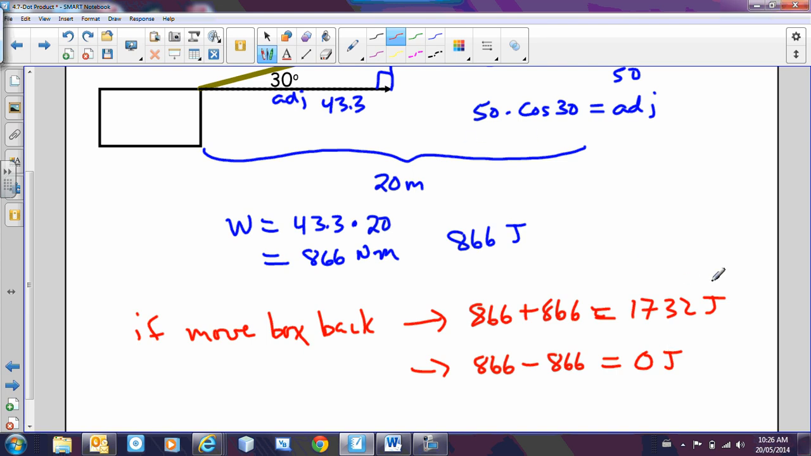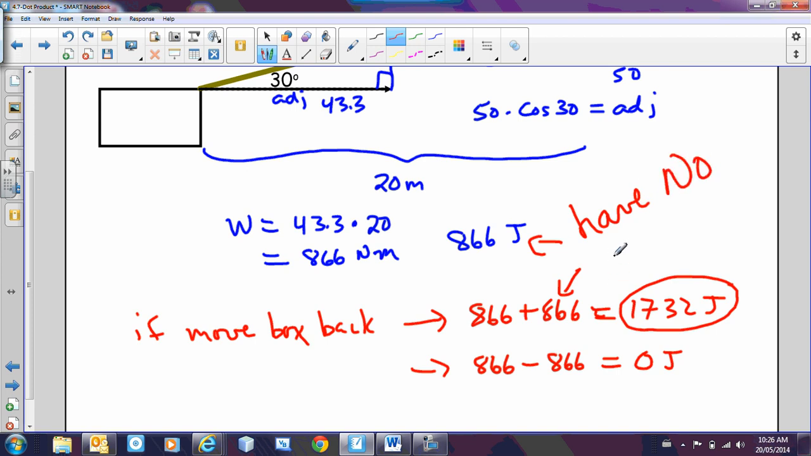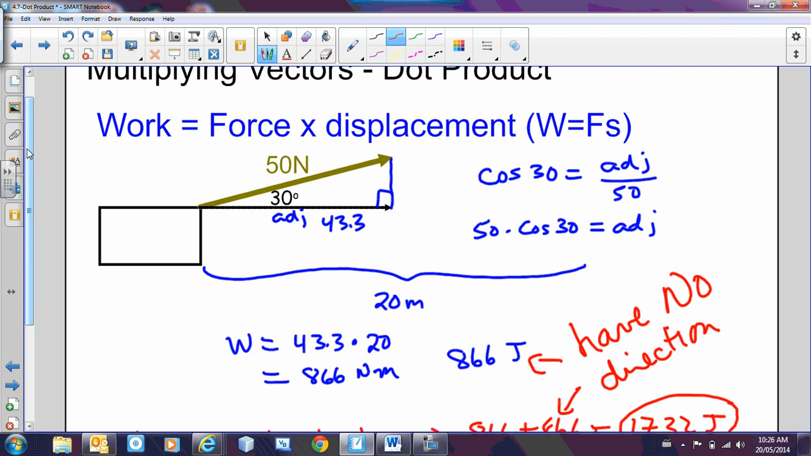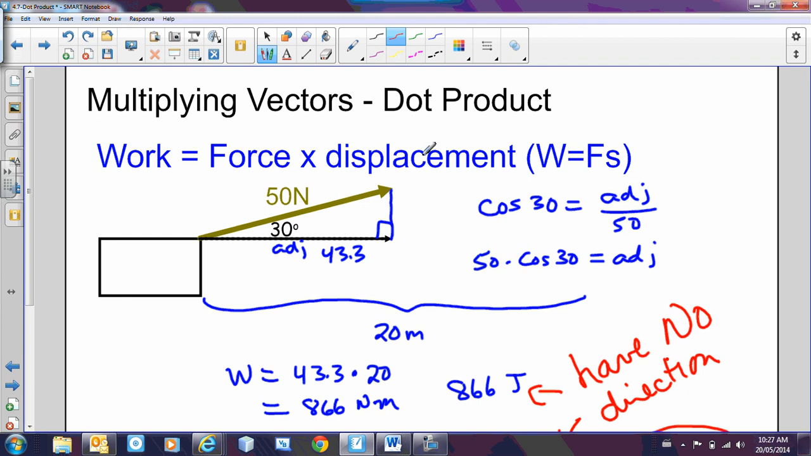And so what that means is this is the amount of work I did, which means that these values here, very important, have no direction. Which means at this point, when I do a dot product, I'm multiplying two vectors, but I'm getting a scalar value. There's a number at the end that is the answer, but it is not in a specific direction.